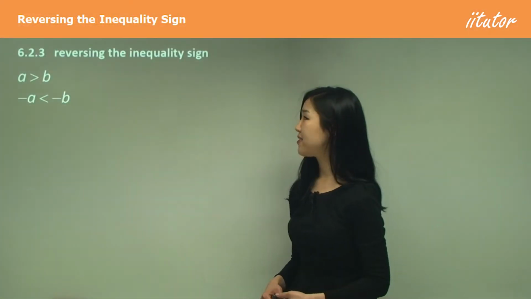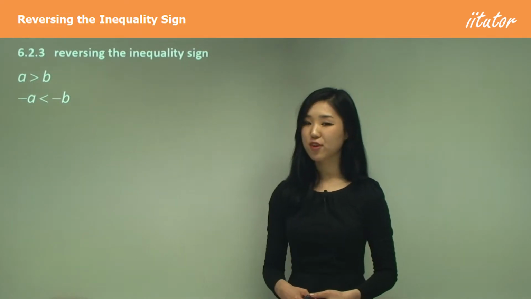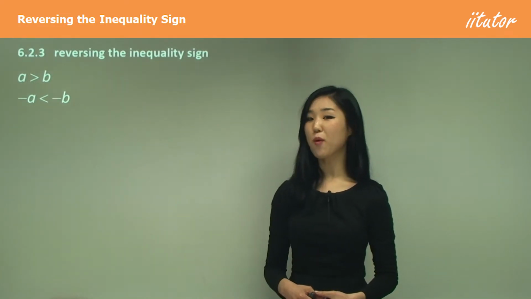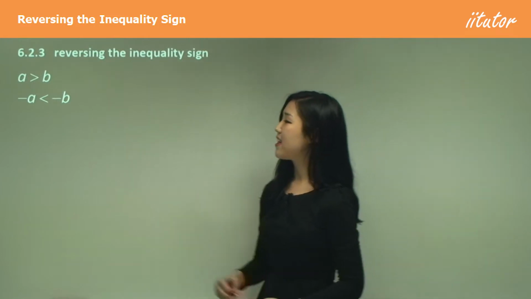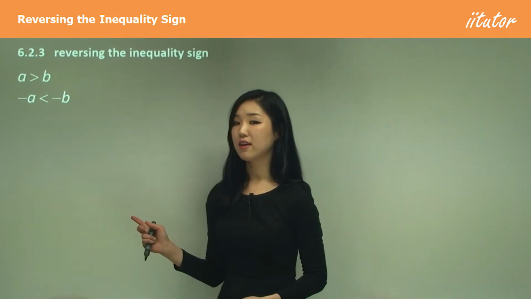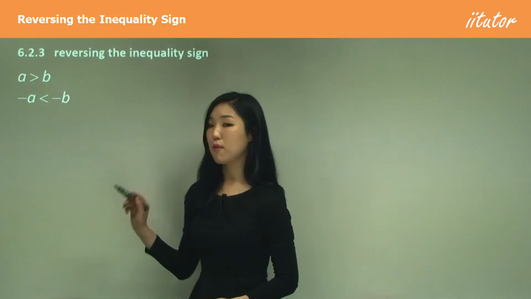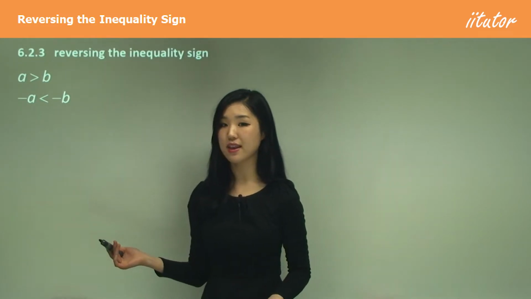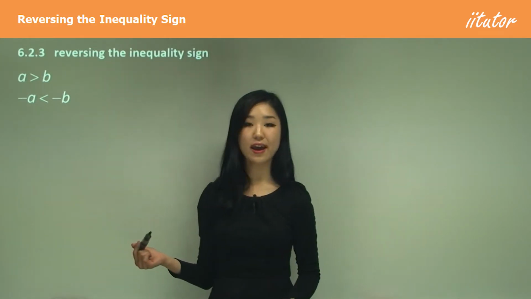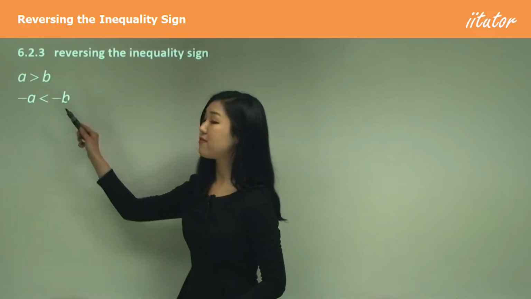Now we'll look at reversing the inequality sign. So this is the very, very important part of inequalities. Have a look, guys. If A is greater than B, if I stick a negative in front of both, if I multiply both sides by a negative, you must switch the sign. So see how the sign is reversed?